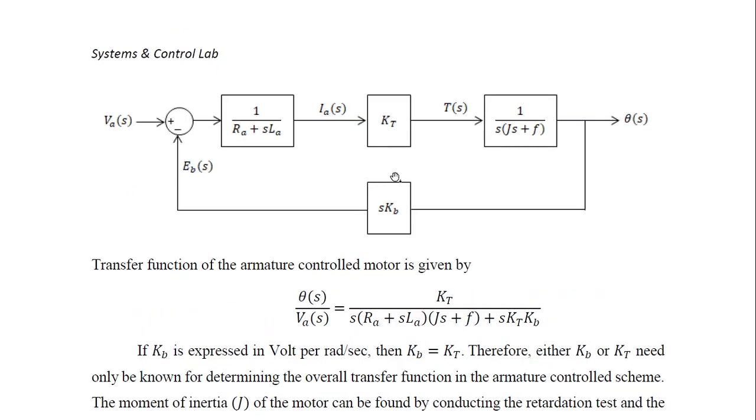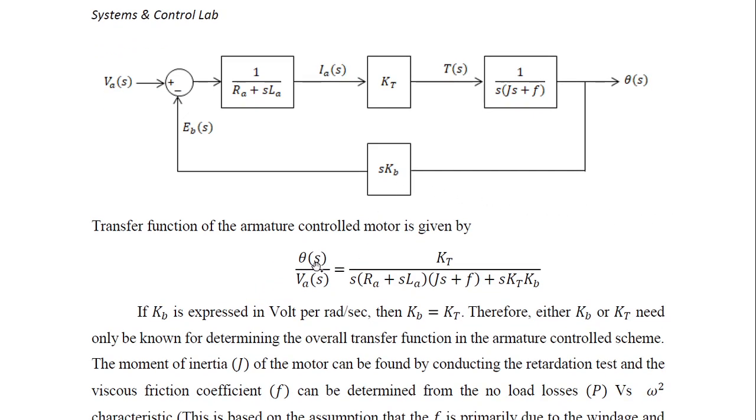Yes, block diagram. So here, by conducting the experiment, our aim is to find out the constant values Kt, then Ra, that is armature resistance, then La, that is inductance of the armature windings, then J, that is moment of inertia, then F. F is nothing but your B0 in the earlier discussion, that is coefficient of viscous friction, frictional coefficient of viscous force.